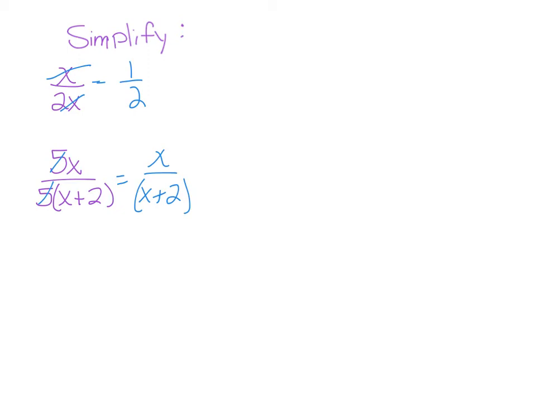Looking at a couple more. Let's say we have 6x to the 8th minus 12x to the 2nd over 18x to the 2nd. We want to factor. What goes into the top? What goes into both of these? A 6. And how many x's do they both have? Both have x to the 2nd.